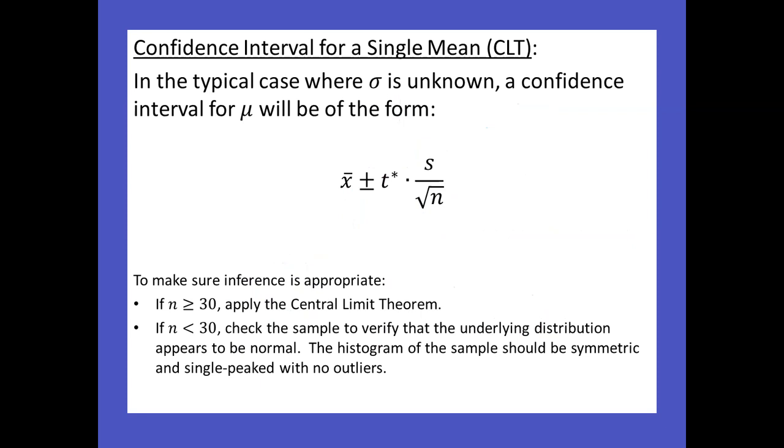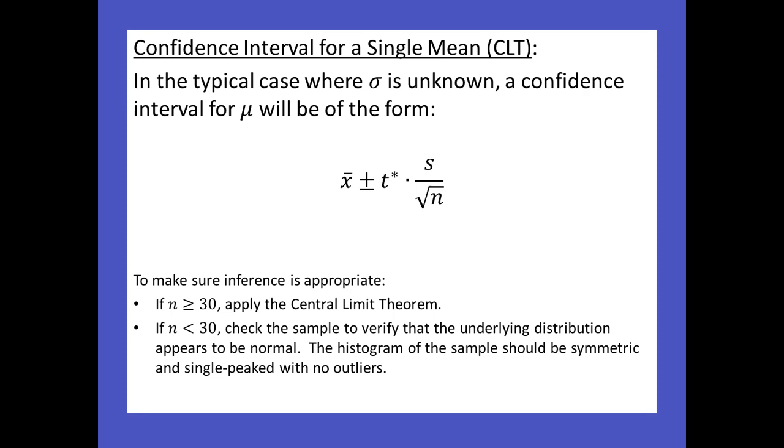There's the formula that we would actually use to compute a confidence interval for mu. The t star is the critical value, and the t signifies that it comes from a t-distribution instead of a standard normal. And to make sure inference is appropriate, if n is at least 30, we can apply the central limit theorem, and we're all set.